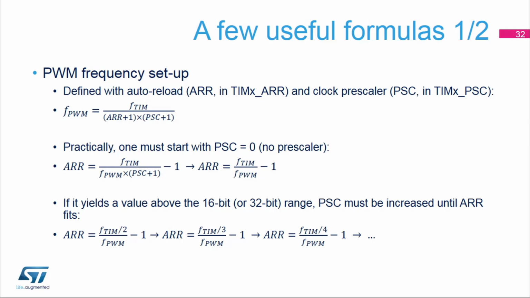In this case, the ARR value is simply the ratio between the timer clock frequency and the PWM frequency, the whole minus 1. If this equation yields an ARR value above the timer's ARR range, either 16-bit or 32-bit depending on the selected timer, the computation must be redone with a higher prescaler value with the following sequence. An ARR value equal to timer clock frequency divided by 2 over PWM frequency, the whole minus 1, then an ARR value equal to timer clock frequency divided by 3 over PWM frequency, the whole minus 1, and so on up to the point where the ARR value fits within the programmable range.